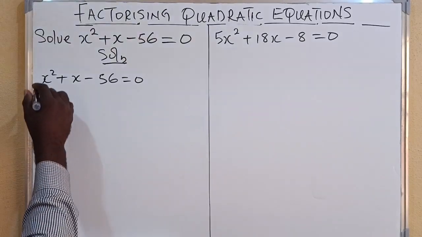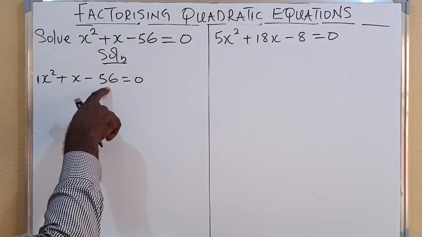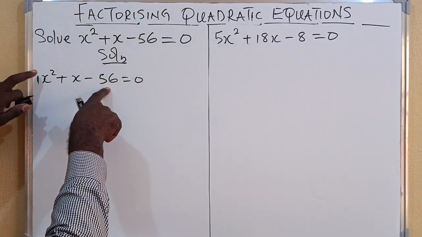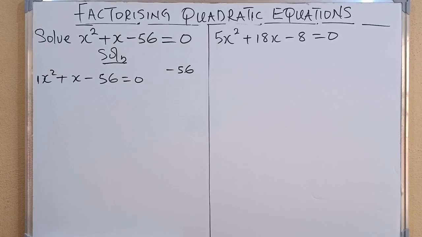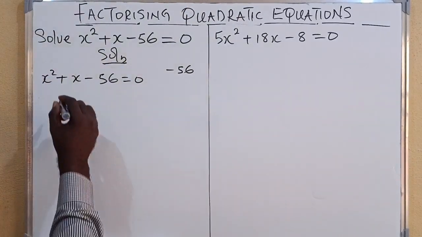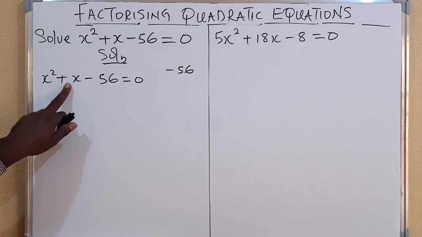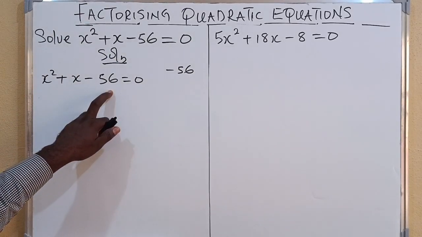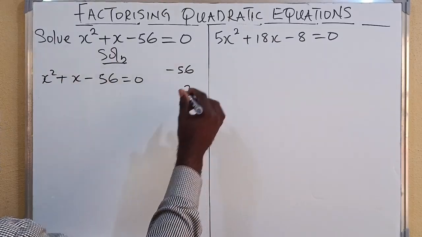Now, there is an invisible 1 here. I'll multiply this 1 by this minus 56, and if I do the multiplication, I will have minus 56. So now I'm going to look for two numbers. If I add them, I will have plus 1x, that is just plus 1 here. And if I multiply the two numbers, I will have minus 56. So the two numbers are 7 and 8.